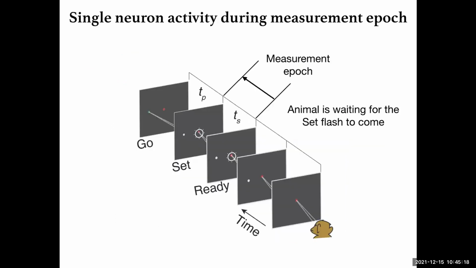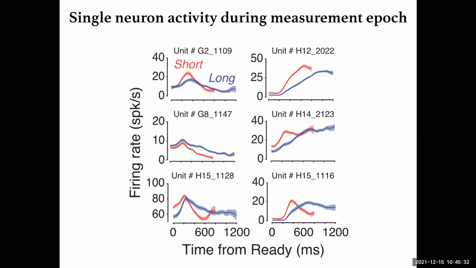So now I'm going to show you neural activity during this task, specifically in the measurement epoch. That is to say, between the ready and the set. And this is really the period where the animal is supposed to be waiting for the set flash to come. Here are 6 example neurons. On the x-axis is the time aligned to the ready flash, and on the y-axis is the firing rate of each of those neurons. The color code is going to be always the same: red for the short condition and blue for the long condition. As you can see, neurons do have very heterogeneous profiles during this epoch of the task.